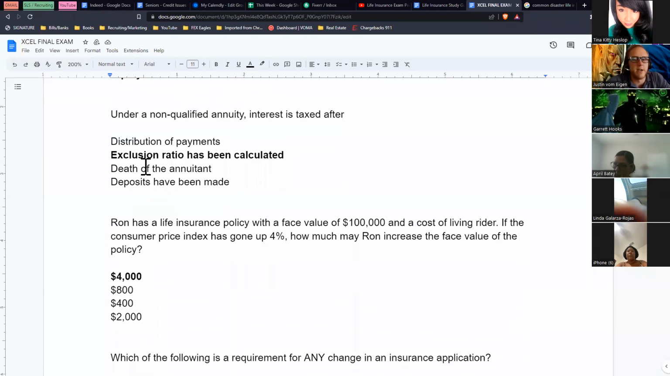Under a non-qualified annuity, interest is taxed after the exclusion ratio has been calculated. I don't even remember what that is, but it's something to know. So interest is taxed in a non-qualified annuity. Okay.